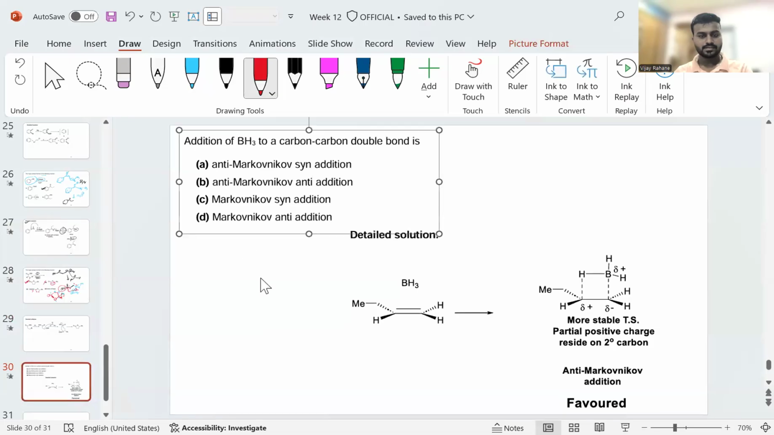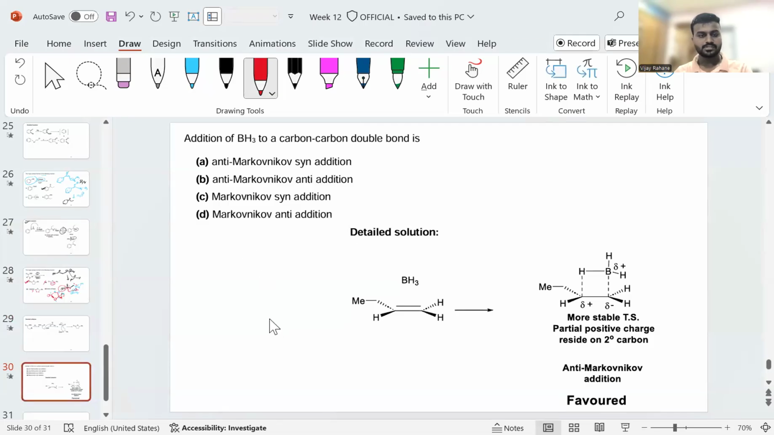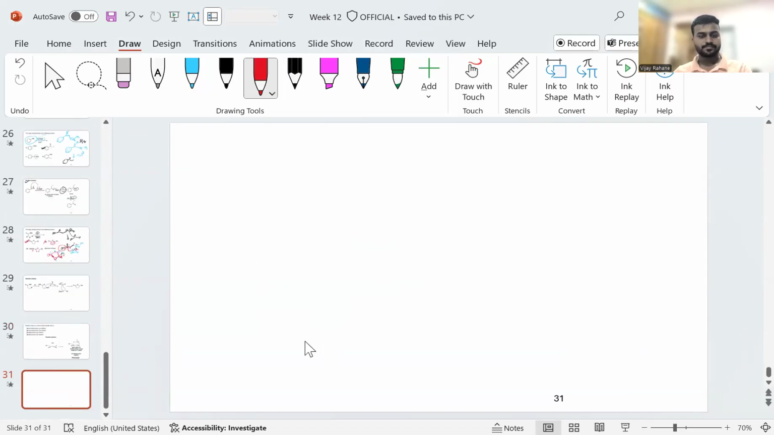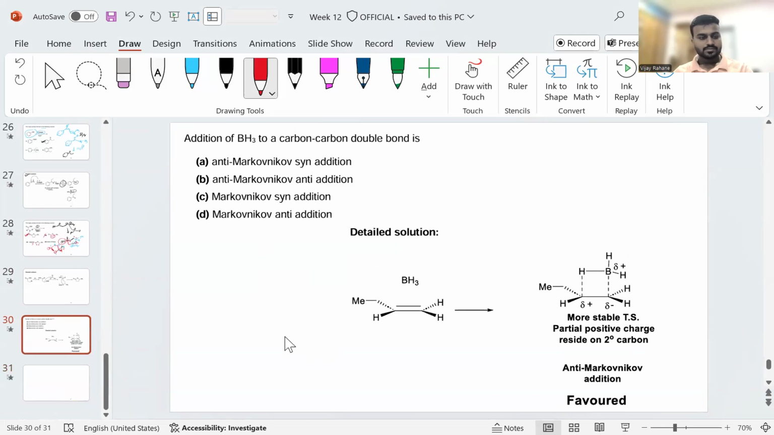Which is again the same question that we have taken, the first question. So the addition of BH3 to the carbon-carbon double bond is in the form of anti-Markovnikov addition, because of this transition state. So does anyone have any doubt regarding the week 12 topic which is covered, or anything regarding this course? Any doubt regarding the topics which are covered in this course?